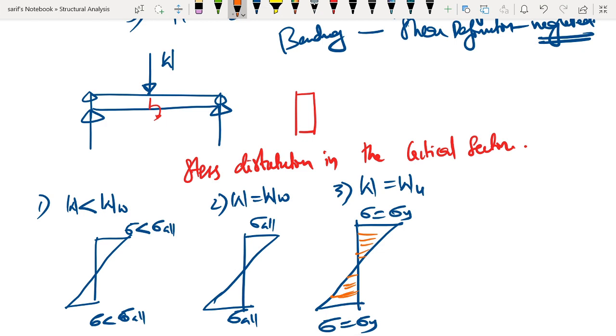So what do we do? We try to increase the loading. When a load is applied that is greater than the ultimate load, what is going to happen is the interior fibers also start reaching the yield stress.